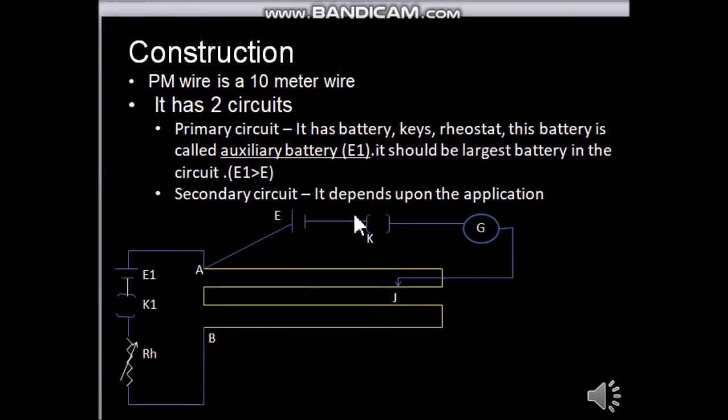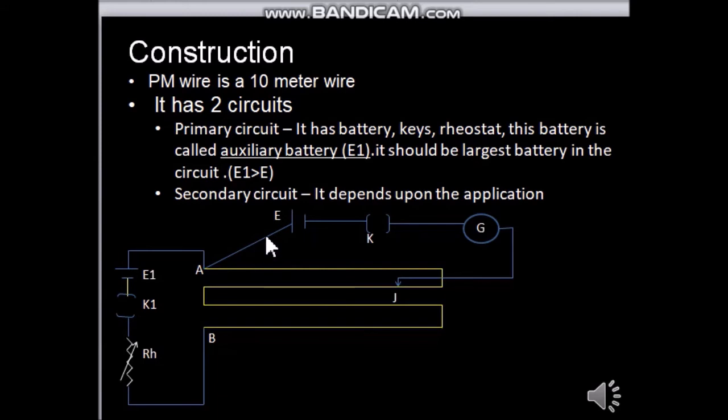And then on this right hand side, or on the top of the potentiometer wire, one more circuit is connected. This is called the secondary circuit. Now the secondary circuit can change. It is not fixed. So what components we connect in the secondary circuit depends upon the application, that means what we are performing or measuring with the potentiometer circuit.